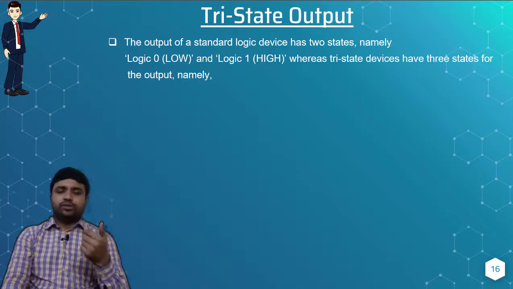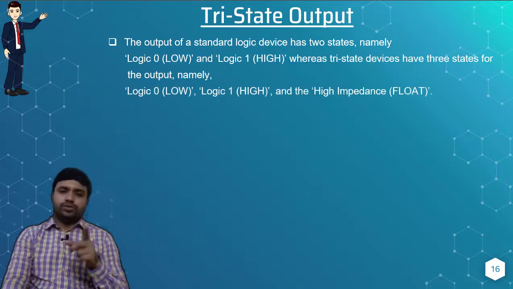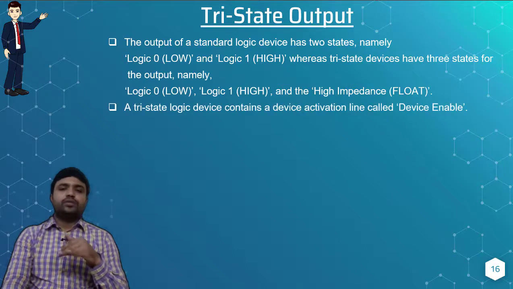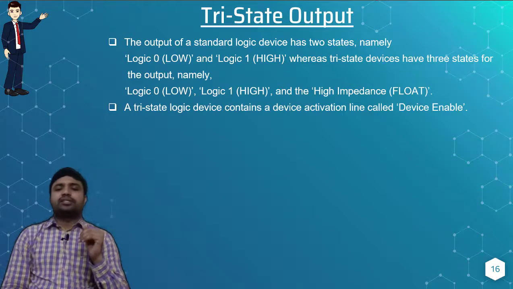Okay, so let's see the first point. The output of a standard logic device has two states, namely logic 0 and logic 1, whereas tri-state devices have three states for the output, namely logic 0, logic 1, and the high impedance, that is the floating gate state. Okay, so a tri-state logic device contains a device activation line called device enable.